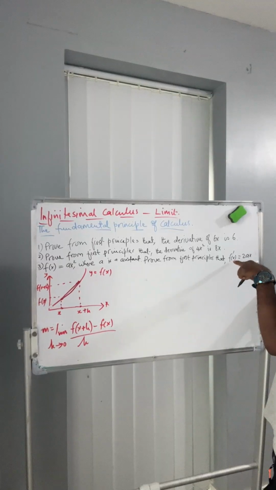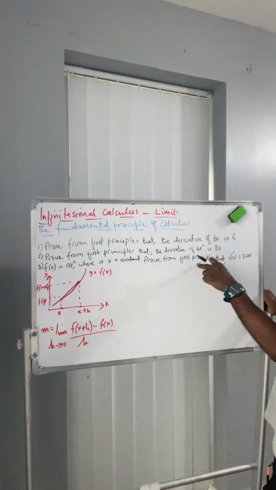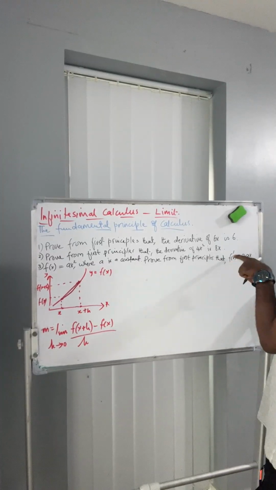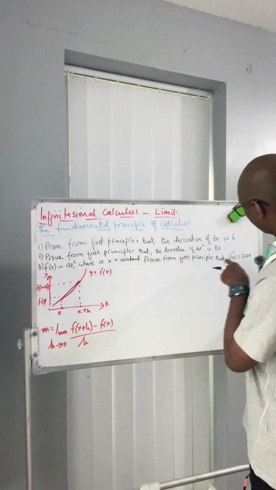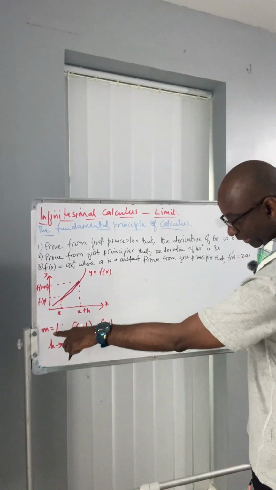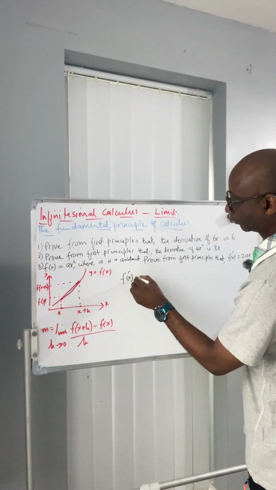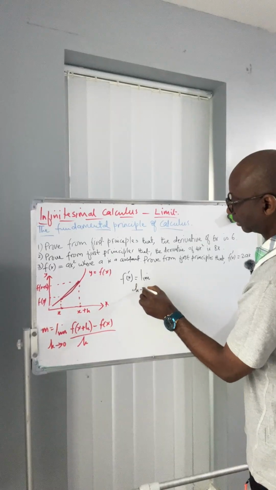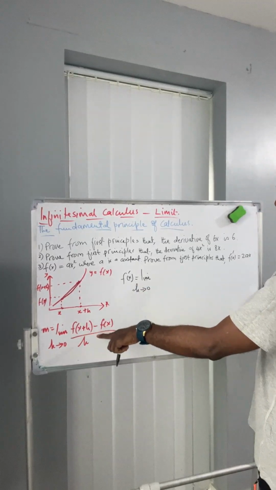It says, prove from first principles that f prime x is 2ax. So now we are using f prime x instead of m. We had m here, but now it's f prime x, and it's the same thing. So we have f prime x is equal to the limit as h tends to 0 of f of x plus h.